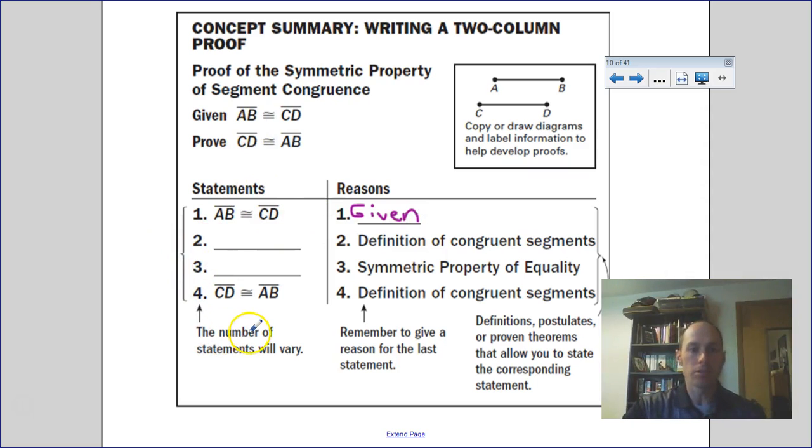And keep in mind that the number of statements varies. If you can prove it in fewer statements, that's fine. But if you use more, there's more than one way to prove it.